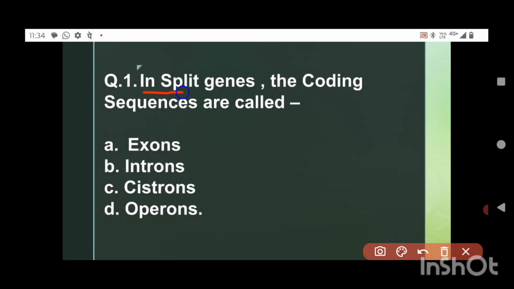In split genes, the coding sequences are called: option A, exons; option B, introns; option C, cistrons; and option D, operons. The right answer will be exons. Now the explanation.